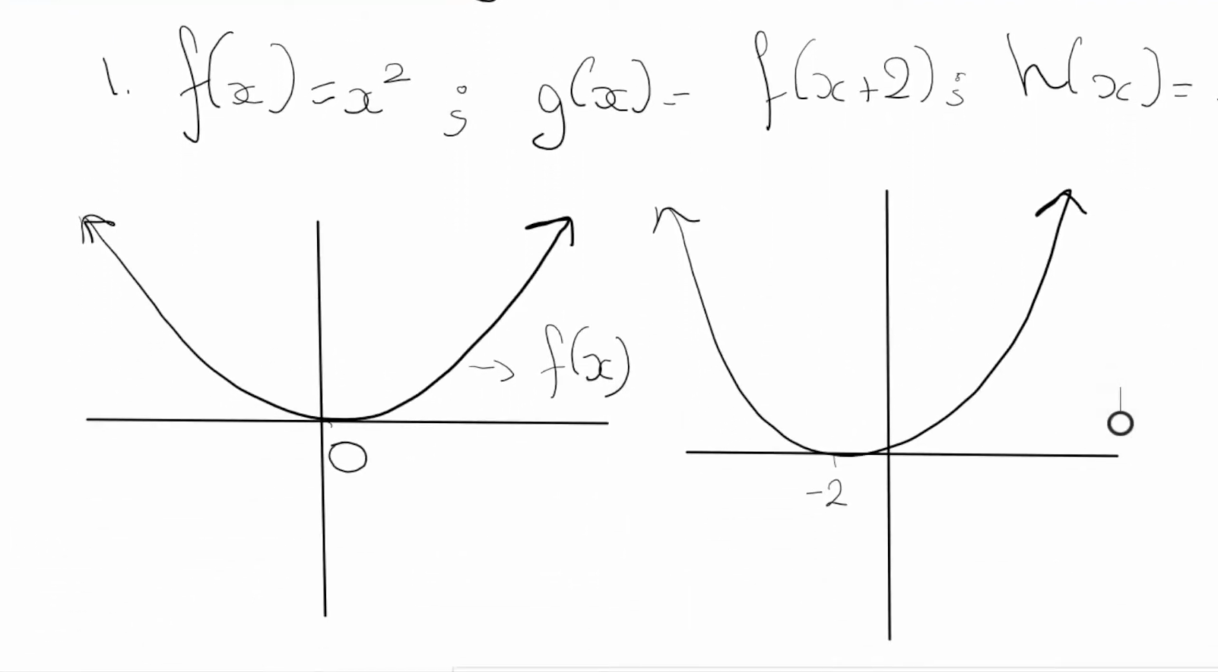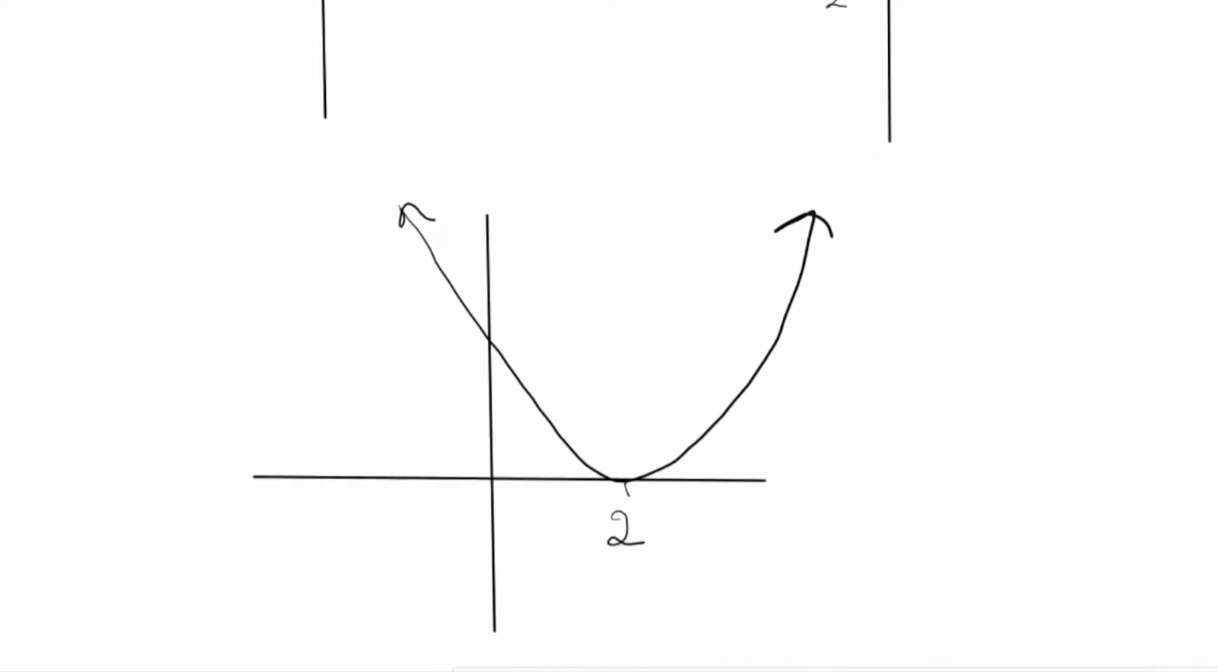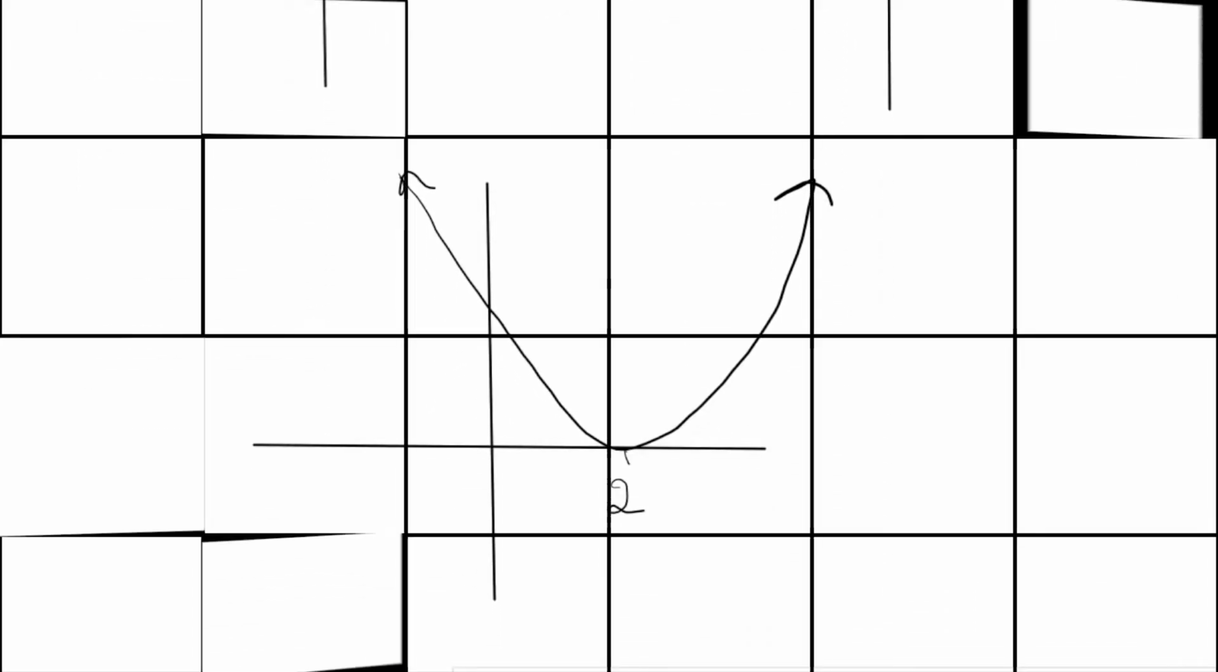The first graph is an example of f of x as a standard x squared graph. Second graph is an example of g of x, where it moves 2 units to the left. Third graph is an example of h of x, where it moves 2 units to the right.